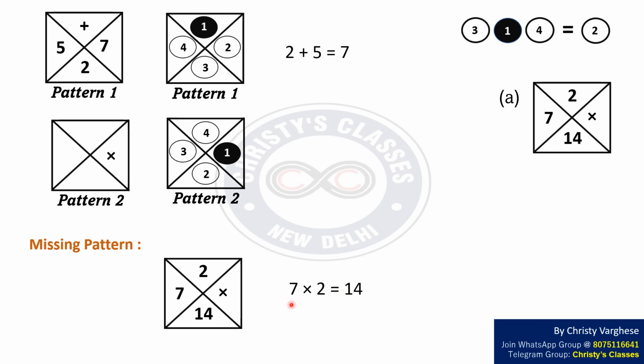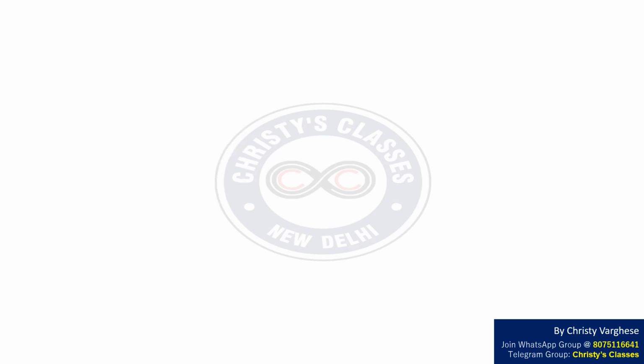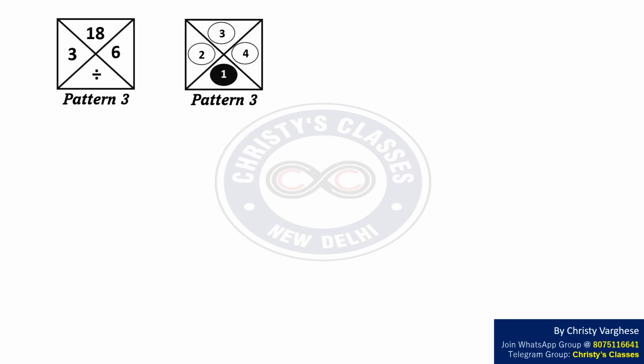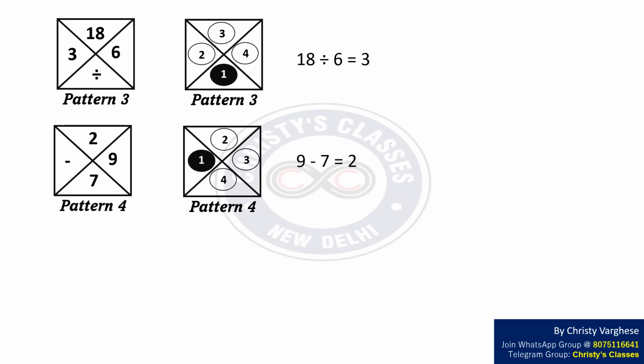And it satisfies the predefined rule. 7 into 2 is equal to 14. That is, the number in the region 3 operated with the number in the region 4 gives the number in the region 2. Similarly, in pattern 3, on comparing with the predefined rule, we can clearly see that 18 divided by 6 is equal to 3. Also, in pattern 4, we can say that 9 minus 7 is equal to 2.